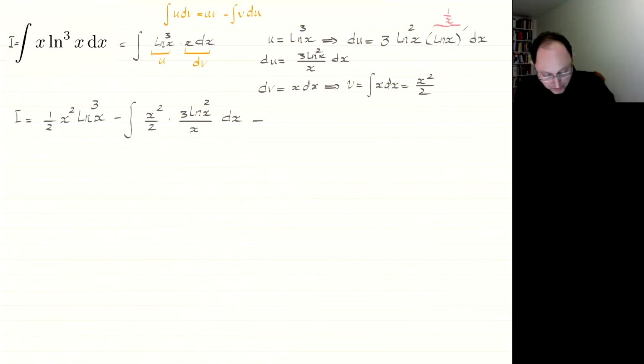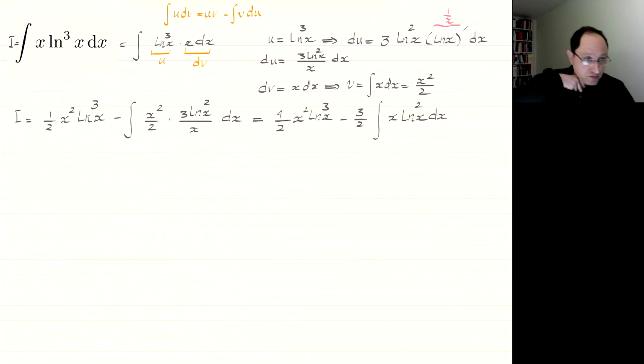But I can simplify this a little bit, so I copy and paste the first term. Yes, and then what I can do, this is 1 over 2, this is 3, so it is 3 over 2, and I can pull it out. So this becomes minus 3 over 2 integral. And now this x squared cancels one of these. So 1 x here cancels 1 x, and there is 1 x left in the numerator. So it becomes x ln of x to the power 2 dx.